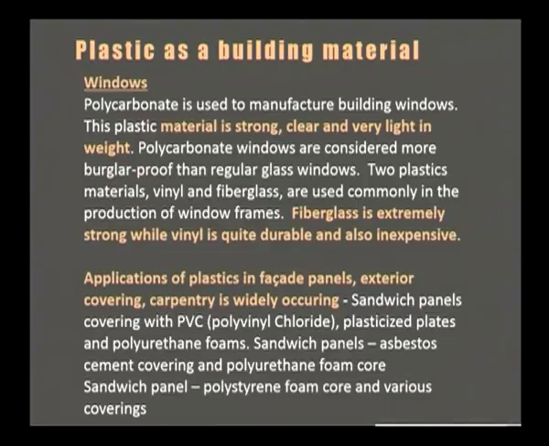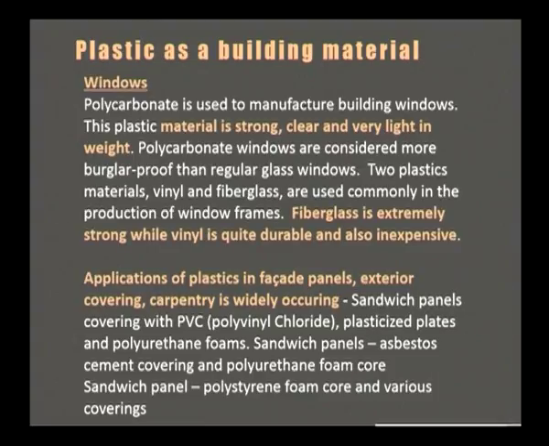Polycarbonate windows are considered more burglar proof than regular glass windows. Polycarbonate is also used in bulletproofing, as well as bullet shields used by cops and various other protective industries. Two plastic materials, vinyl and fiberglass, are also commonly used in the production of window frames. Fiberglass is extremely strong while vinyl is quite durable and also inexpensive. So, apart from giving you a set of advantages, it is also inexpensive in nature.